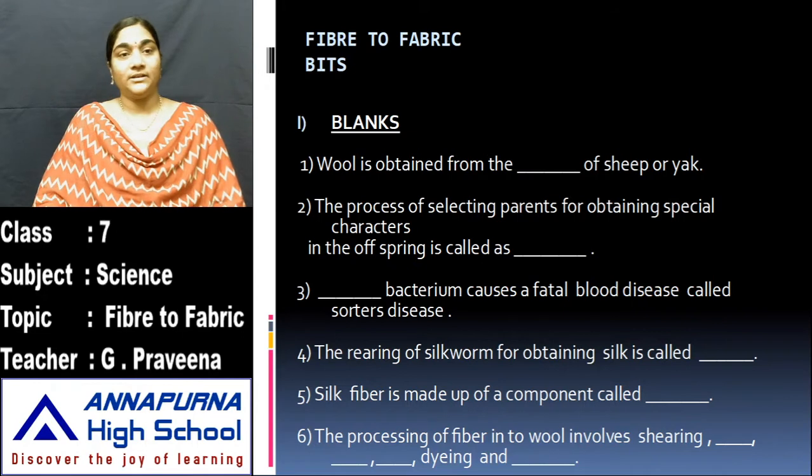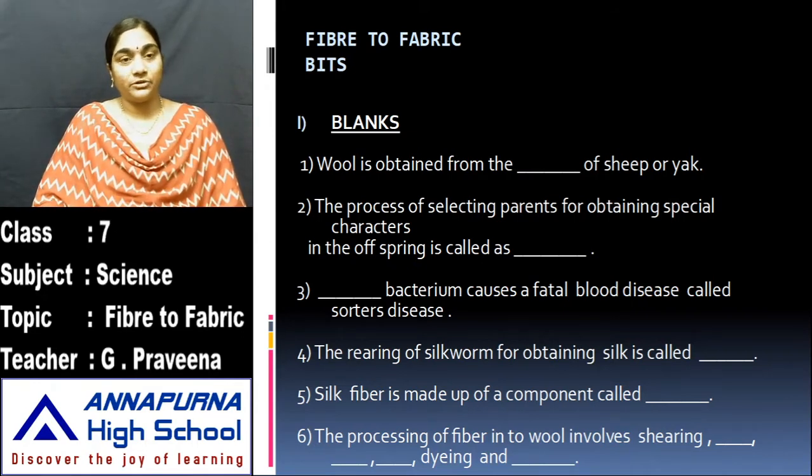Yes, the first bit: wool is obtained from. So it is obtained from the hair. What is that hair called? From the sheep or yak. And the second one: the process of selecting parents for obtaining special characters in the offspring is called as dash.